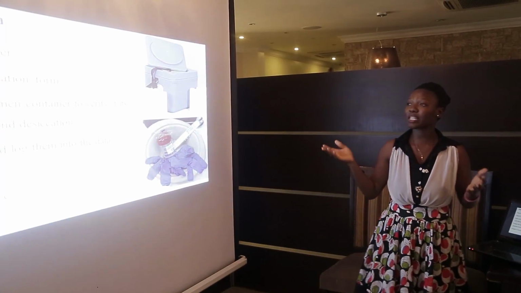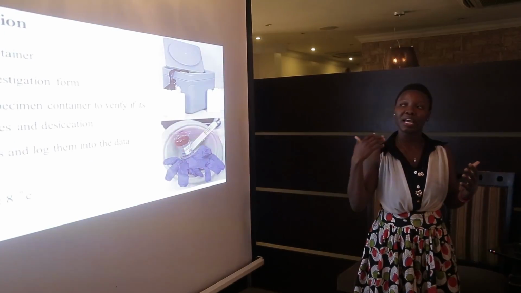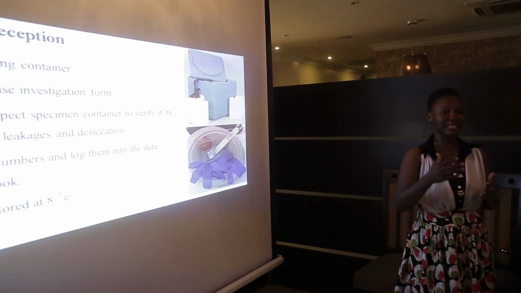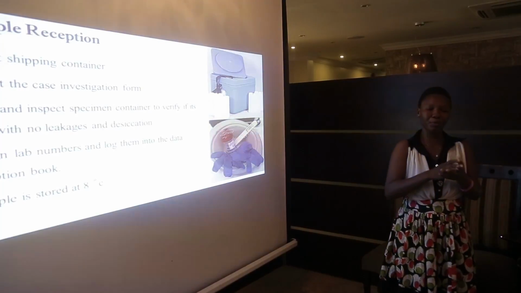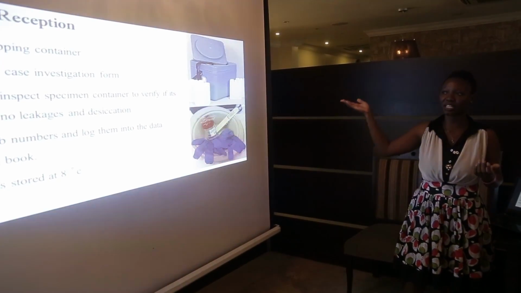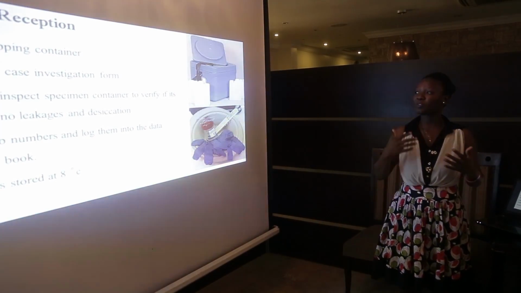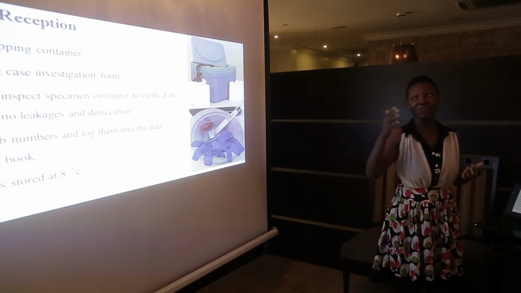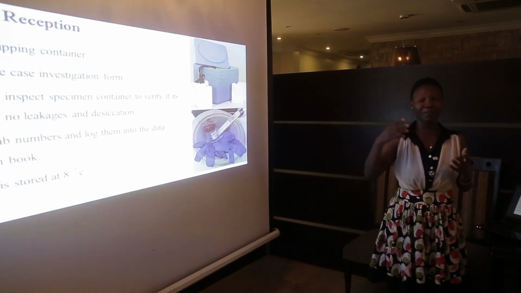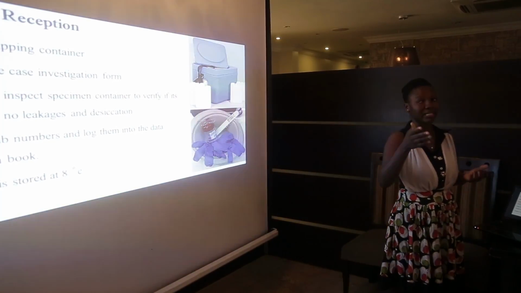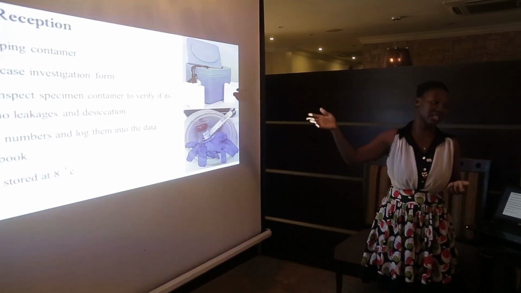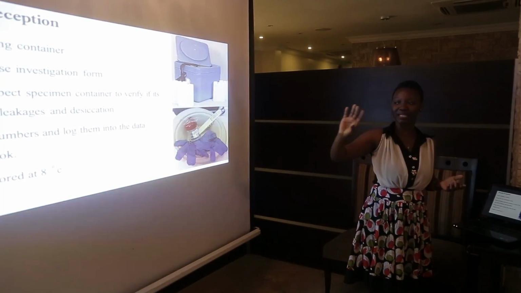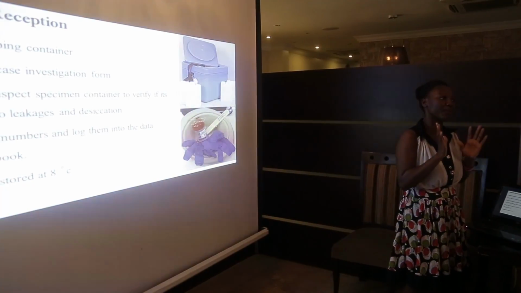And then when the sample gets to us at Noguchi, we do the inspection of the shipment, and inspect the case investigation form to verify whether the sample that we received is really the sample that came with the case investigation form. We open to inspect and verify if the sample is cold, because poliovirus is very sensitive to heat. So if the sample comes to us warm, then we have problems with our results. We can go back to refer that when the sample came to us, this was the condition in which it came. We assign lab members, log them into our data reception book, and store them at 8 degrees Celsius if we are not ready to work on it.